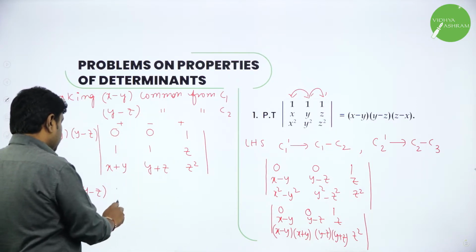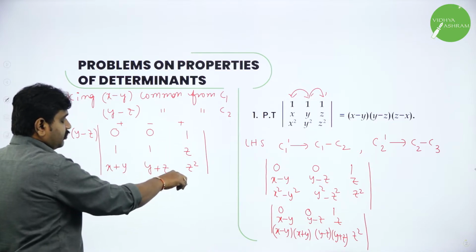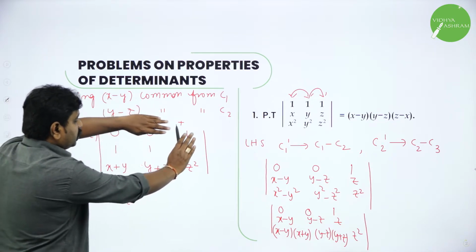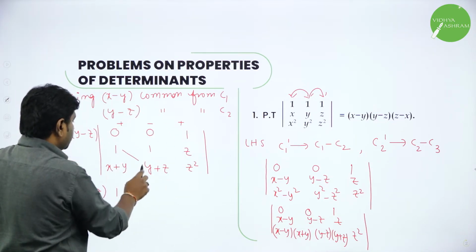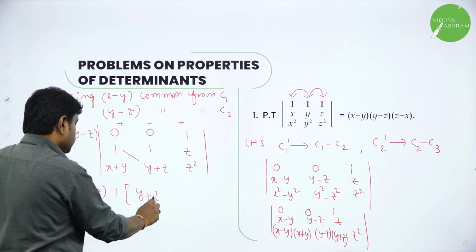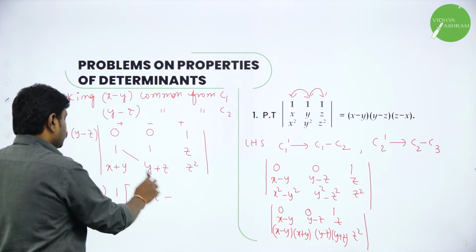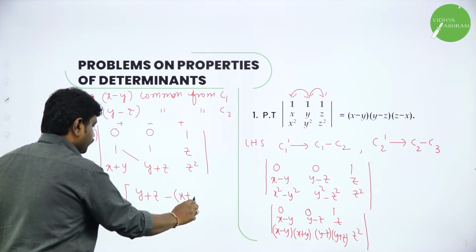Take the last one, that is 1 into, delete the column where 1 is, delete the row where 1 is. If I close these two, I have 1, 1. So if I multiply 1 into (y plus z) is y plus z, minus 1 into (x plus y) is x plus y.